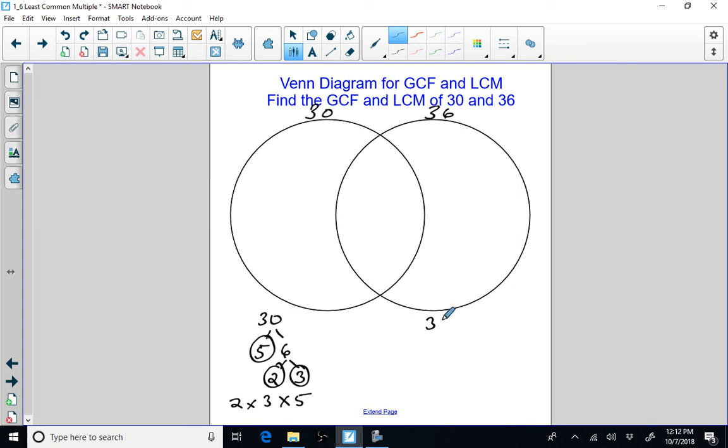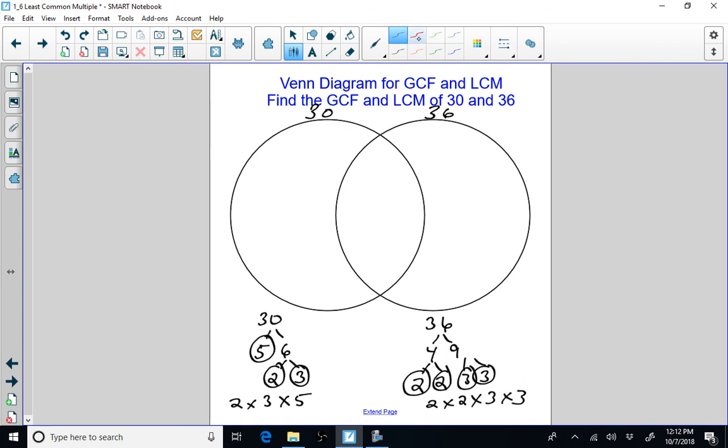And then for 36, factors of 36 are 4 and 9. Neither one of them are prime. 4 is 2 times 2. They're both prime. 9 is 3 times 3. They're both prime. I write the prime factorization as 2 times 2 times 3 times 3.